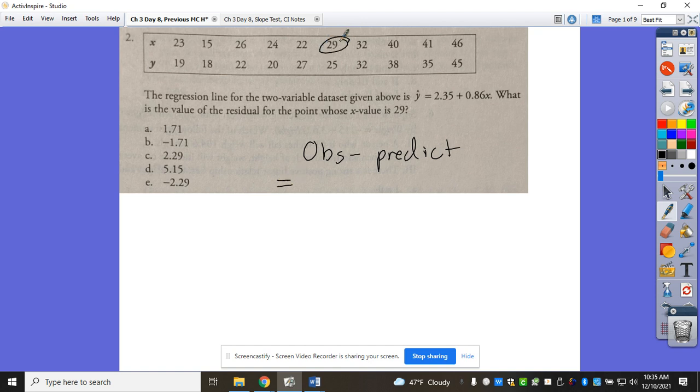Observed. So here's my x. There's my observed. I just plug it in to get my predicted, which is 27.29 or 28, something like that, right? And so you get that. So here's your answer. The fact that it is negative just means that it was a what? Overestimate.